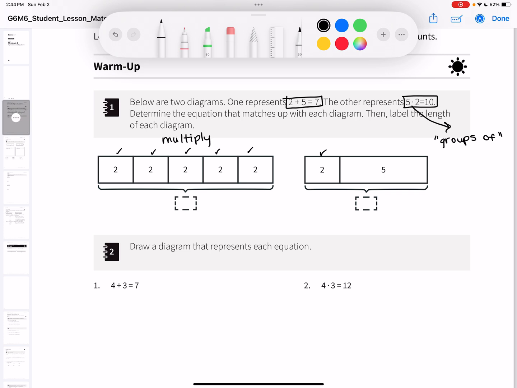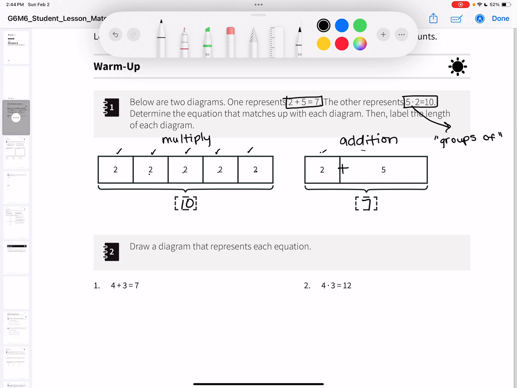And this one looks more like adding, addition, right? So our total would be 2 plus 2 plus 2 plus 2 plus 2, which is 10, or 5 times 2, which is 10. And this one more looks like addition, where we have 2, right? 2 plus 5, 2 plus 5 is 7, okay?